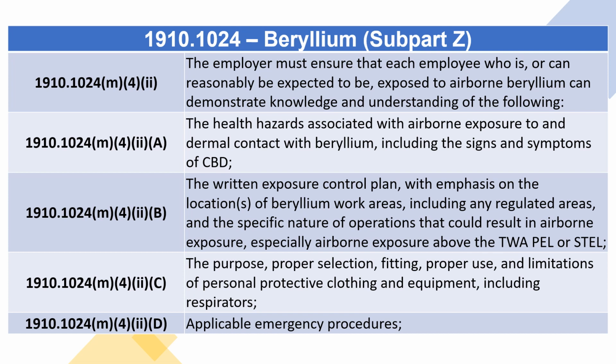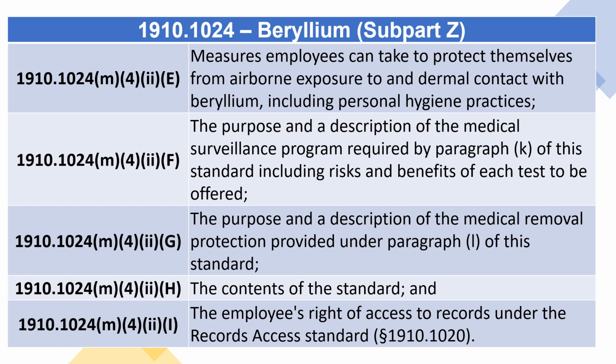The purpose, proper selection, fitting, proper use, and limitations of personal protective clothing and equipment, including respirators. Applicable emergency procedures. Measures employees can take to protect themselves from airborne exposure to and dermal contact with beryllium, including personal hygiene practices. The purpose and a description of the medical surveillance program required by paragraph K of this standard, including risks and benefits of each test to be offered. The purpose and a description of the medical removal protection provided under paragraph L of this standard. The contents of the standard, and the employee's right of access to records under the Records Access Standard, Section 1910.1020.